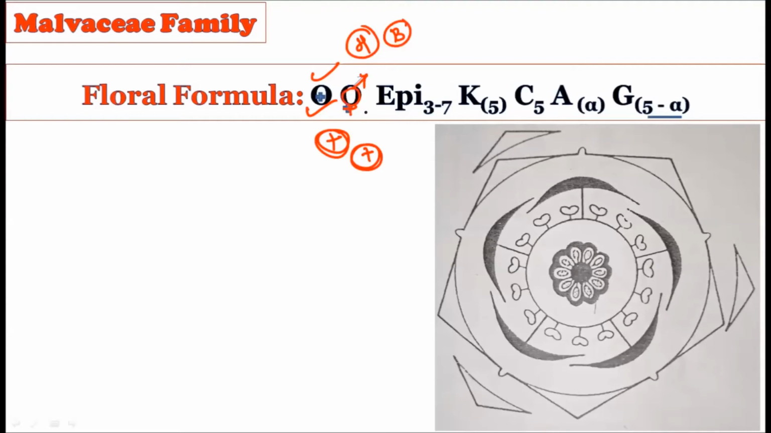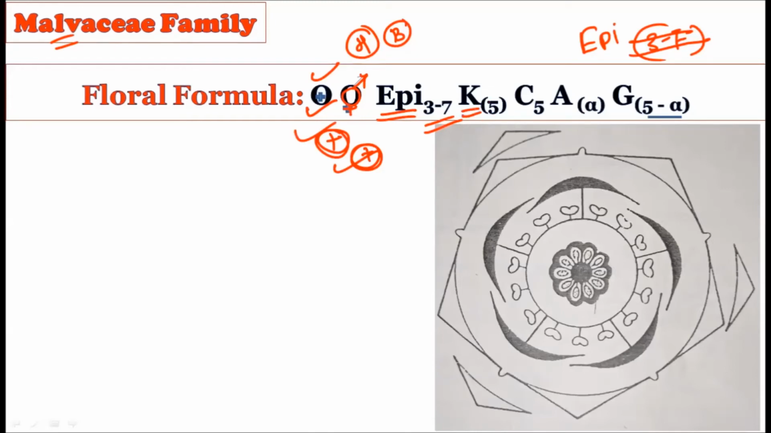Okay, now after showing the hermaphrodite nature and the actinomorphic flower, we have to give the epicalyx. The epicalyx is present in this particular Malvaceae family, and it can range from 3 to 7. That is why 3 to 7 is given at the base. So 3 to 7 epicalyx are present in the Malvaceae family. Now after that we have the calyx.